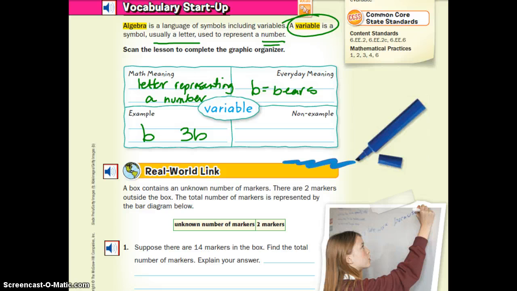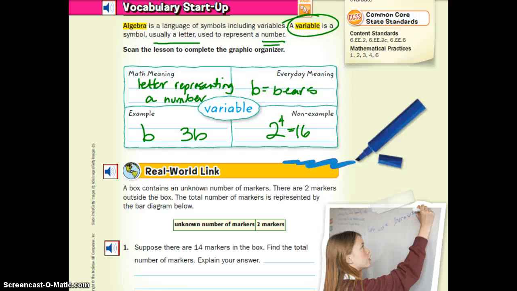A non-example would be the number 2. 2 is just a number. I could even make it an exponent, 2 to the 4th power. It's still just a number. It only represents a number. The answer to this would always be 16 and nothing else. Where when I have a letter, I can represent different numbers.